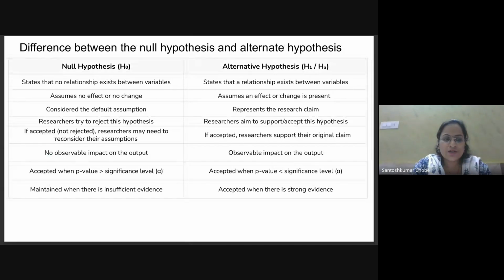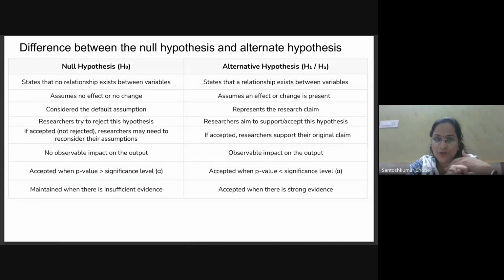What does a null hypothesis say? No observable impact on the output. What does the alternate hypothesis say? There is an observable impact on the output. That's my alternate hypothesis statement. The null hypothesis is accepted when the p-value is greater than the significance level. When my test statistic value is greater than the significance level, I accept the null hypothesis. The alternate hypothesis is accepted when my p-value is less than the significance level. So these are the two different parts of the null hypothesis and alternate hypothesis.